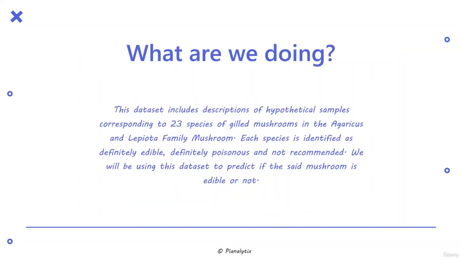So there is this dataset of mushrooms, and this dataset includes descriptions of hypothetical samples corresponding to 23 species of gilled mushrooms in the Agaricus and Lepiota family. Now each species is identified as definitely edible or definitely poisonous, and not recommended for eating. We will be using this dataset to predict if the said mushroom is edible or not.